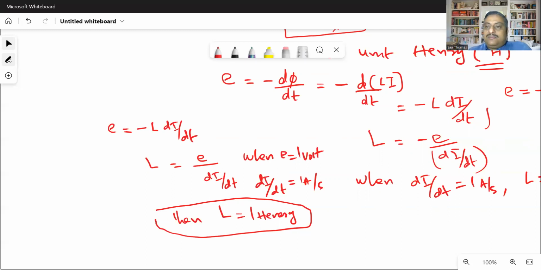So you have to remember the important point. Self-inductance is the electrical analog of inertia, of mass in mechanics. Self-induction corresponds to inertia in mechanics. Self-inductance is the electrical analog of mass.